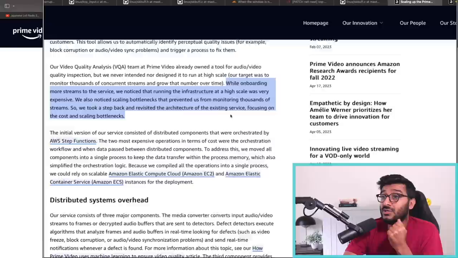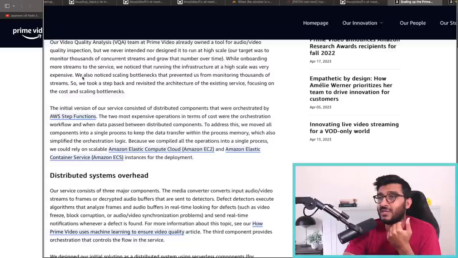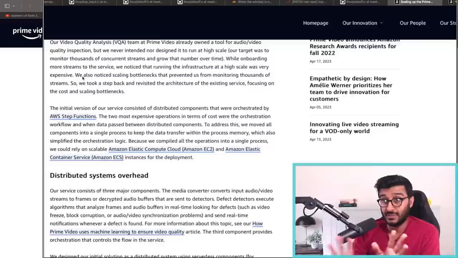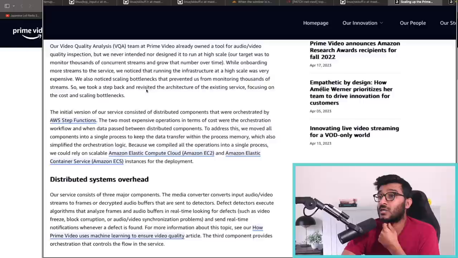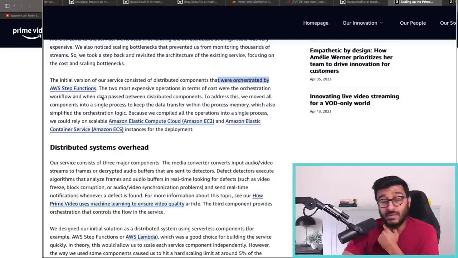While onboarding more streams to the service, we noticed that running the infrastructure at high scale was very expensive. So the more streams they start to onboard, I suppose, the more customers they're starting to monitor their experience. That's my guess, at least. That's where they saw the bottlenecks. The initial version was a service consisting of distributed components that were orchestrated by AWS Step Functions, which I think is their Lambda.